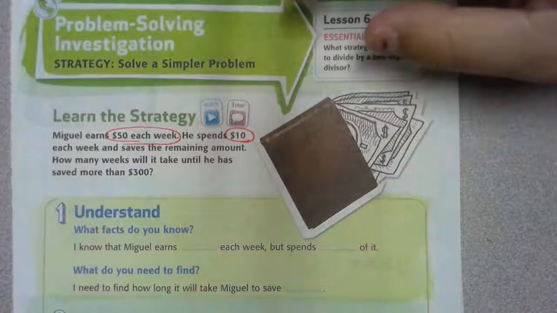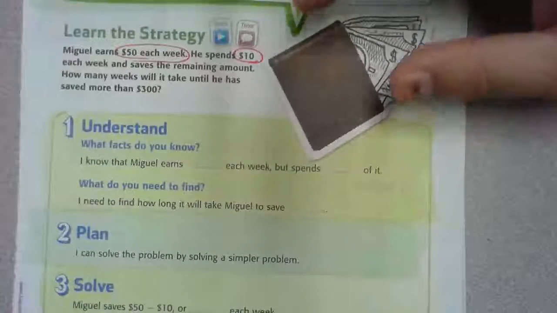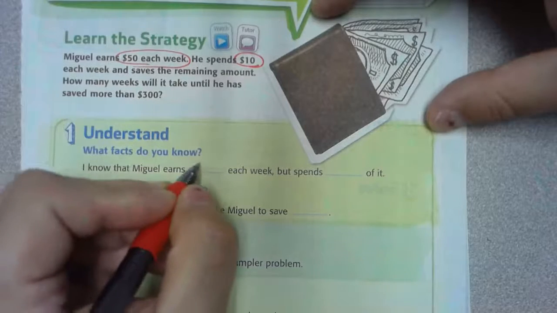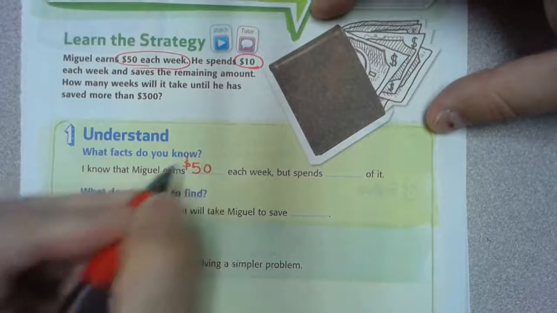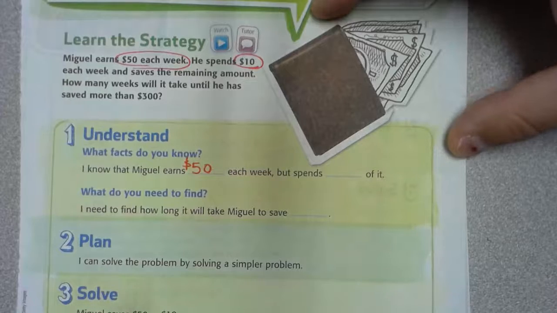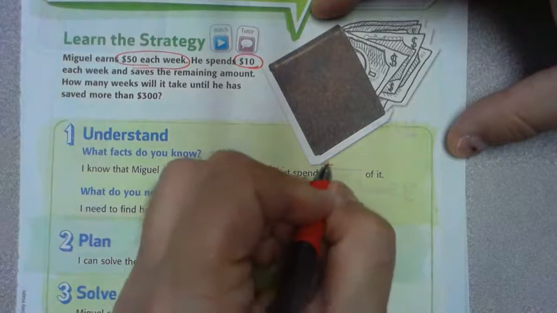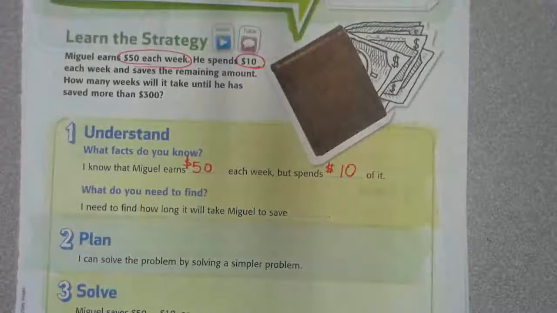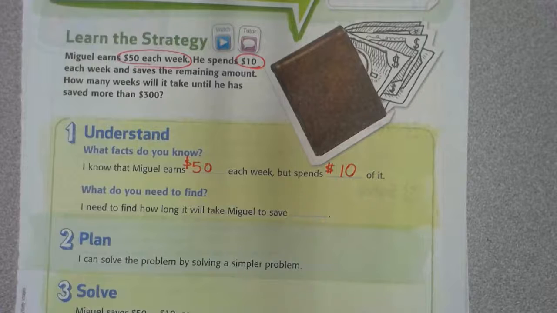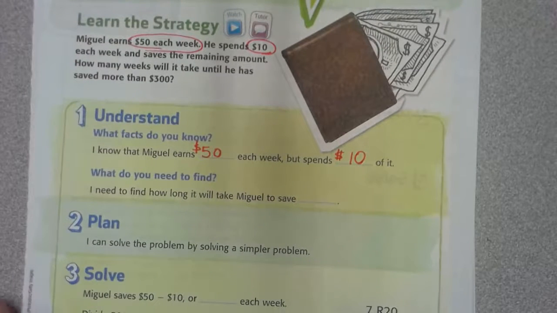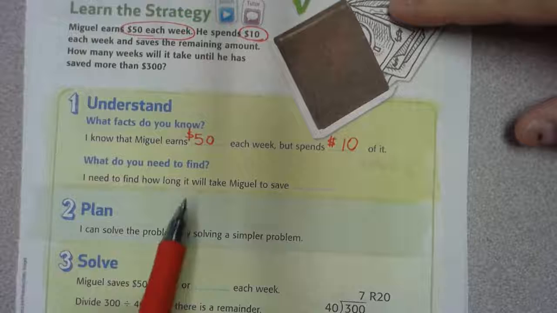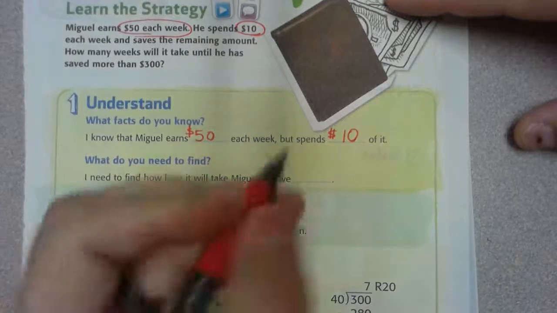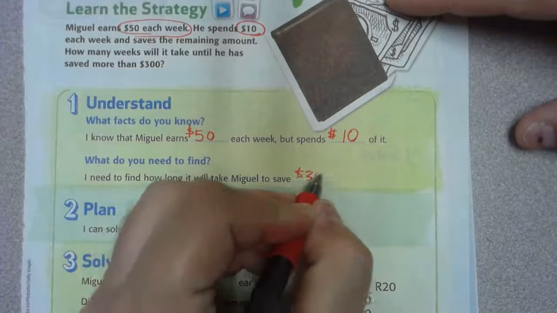So every problem, we always say we need to understand what we have. What facts do we know? We know that Miguel earns how much? $50 each week. But he spends how much? He spends $10. Now, what do you need to find? What is it we're going to need to find here? I need to find how long it will take Miguel to save what? $300, Ray says. So now we need to know that.